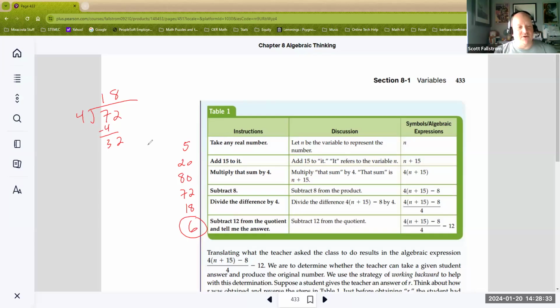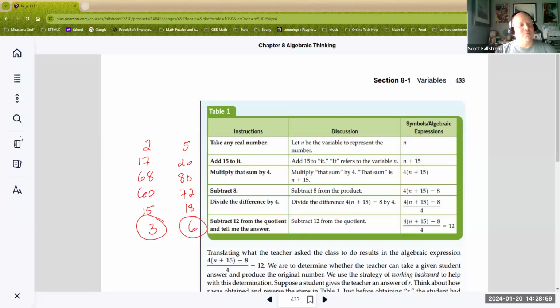Okay, well, let's try it again with a different number. Let's try the number 2. I add 15 to it. That's 17. Multiply by 4, that's 68. Subtract 8 gives me 60. Divide by 4 is 15. Subtract 12 gives me 3. And the teacher should be able to tell me my number in a heartbeat, right? Are you seeing it yet?